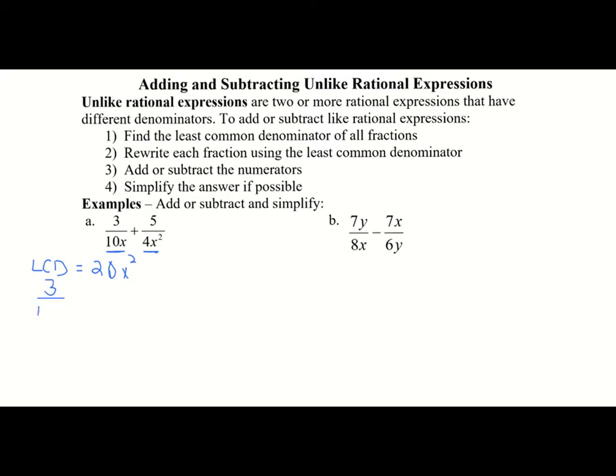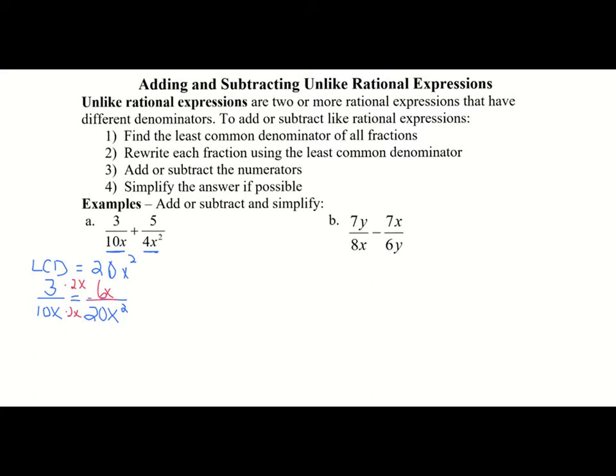So now when we're writing equivalent fractions, I like to look at my 3 over 10x, just like in the other slide, where we had it equal to that denominator. So I know to go from 10x to 20x squared, I need to multiply by 2x. So that means I'm going to multiply the 3 by 2x, because whatever I do to the bottom, I do to the top. And it's going to give me a 6x on top, because 3 times 2 is 6.